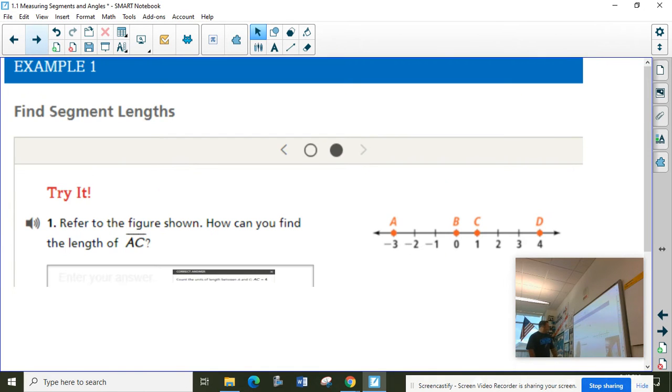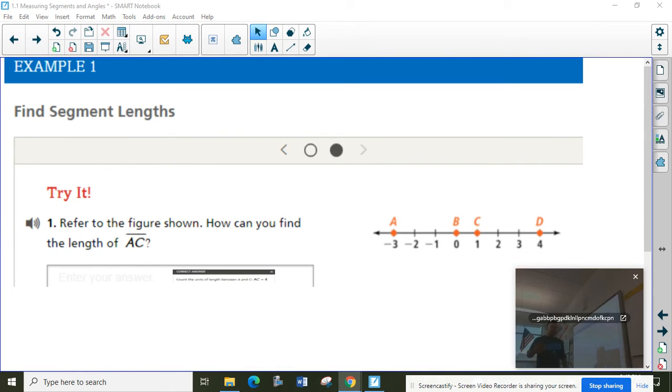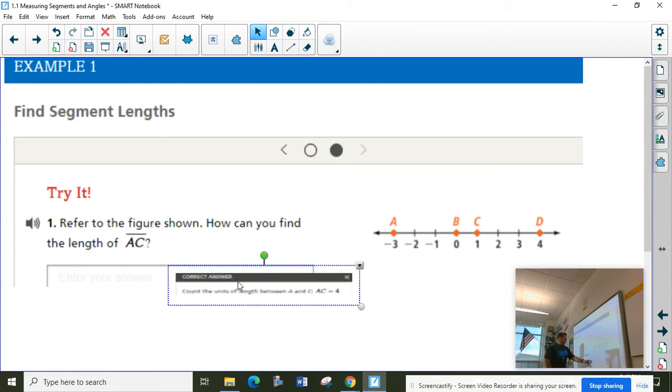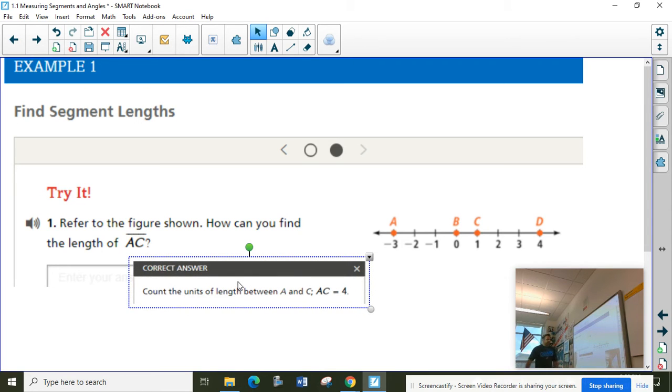So go ahead and do your try it now. You guys got this. Pause the video if you need to. Whatever you might need to do. How can you find the length of AC? So find the length of A to C. So we got A to C. I believe you all probably got the number 4. Okay, some basic stuff here.